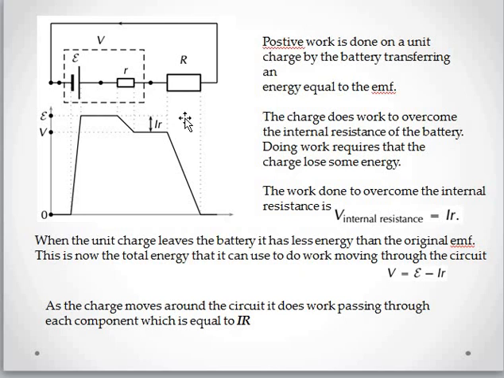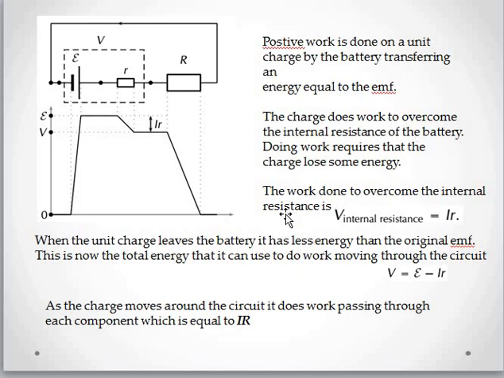So there's positive work done here. What is positive work? As the charge is moving through the battery, it gets energy to the maximum voltage, which is the epsilon. Positive work is done on a unit charge by the battery, transferring an energy equal to the EMF. Then the charge does work to overcome the internal resistance, the small r. By doing work, it's actually losing energy. So it does work to overcome the internal resistance.